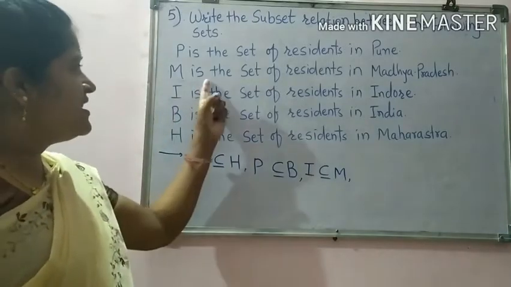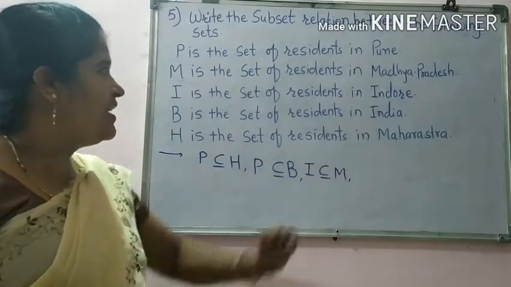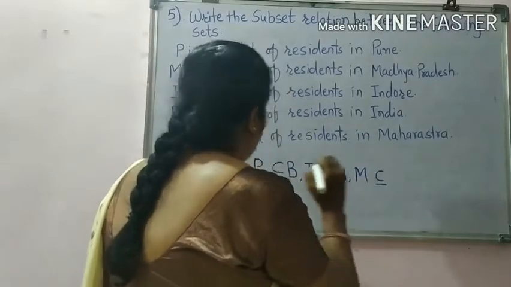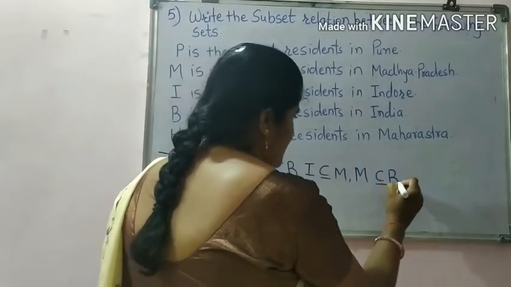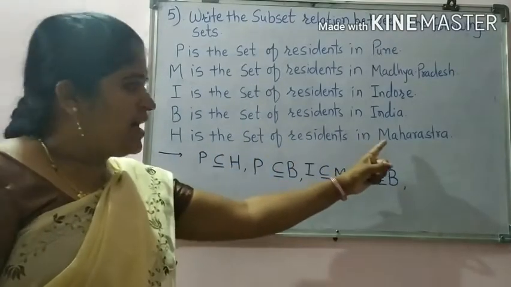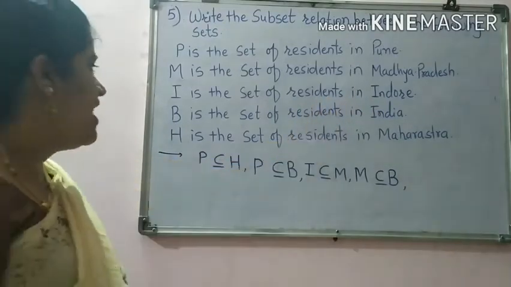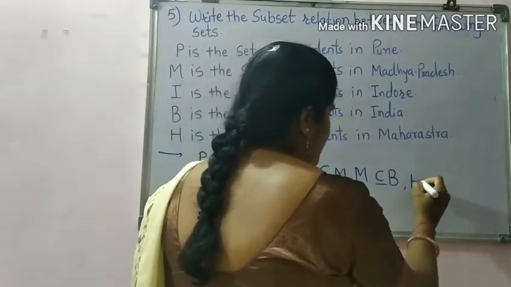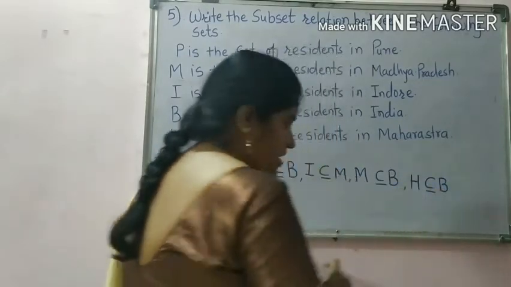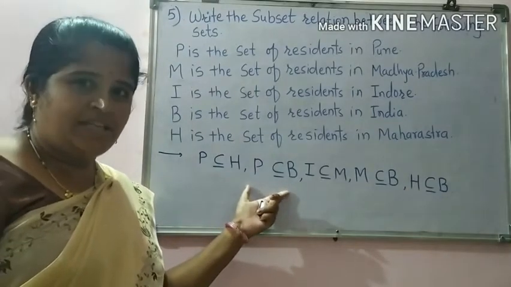Again, the residents of Madhya Pradesh are also residents of India. Therefore, M is the subset of B. Again, the residents in Maharashtra are also residents of India. Therefore, H is subset of B. So this is subset relation between the sets.